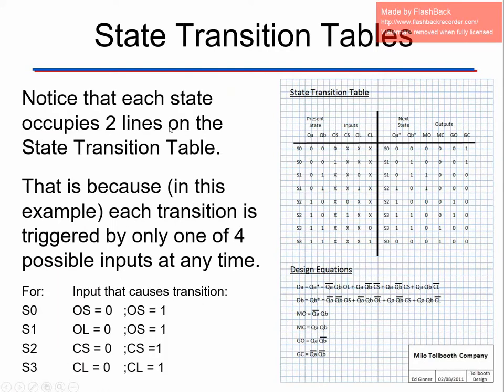Notice that each state occupies 2 lines on the transition table. That is because in this, the transition is triggered by only one of the 4 possible inputs at any time. So S0 transitions if it is 0 and 1, it transitions. 0 and 1 transition. 0 and 1 transition. So this is what causes our transition to the next state.